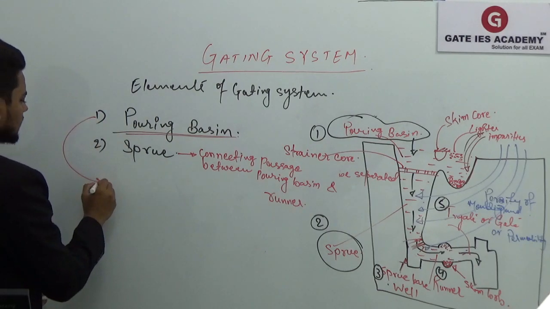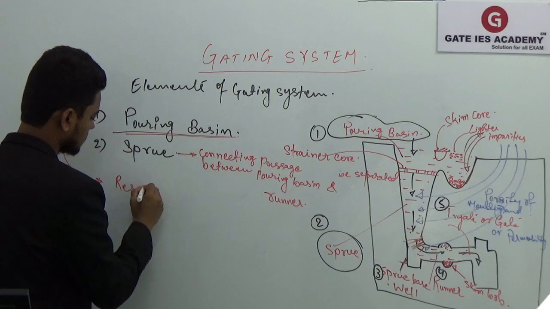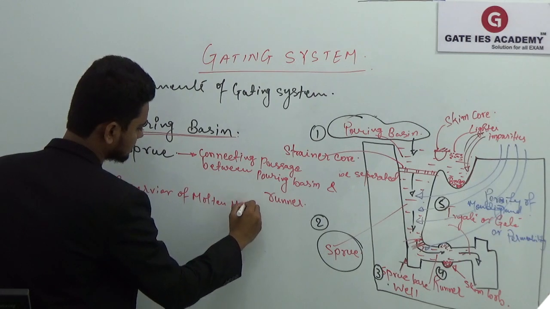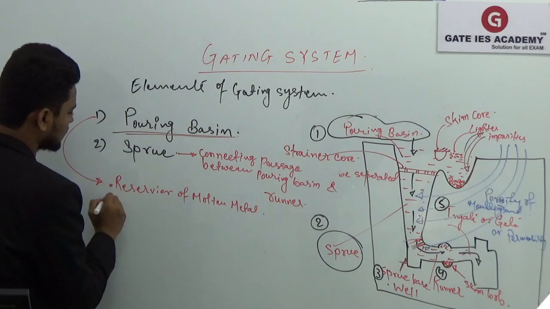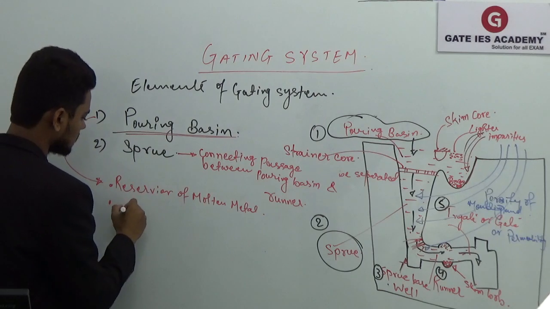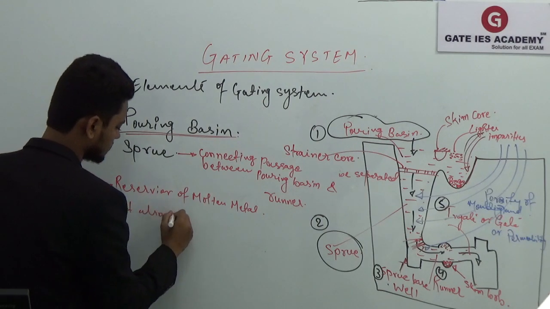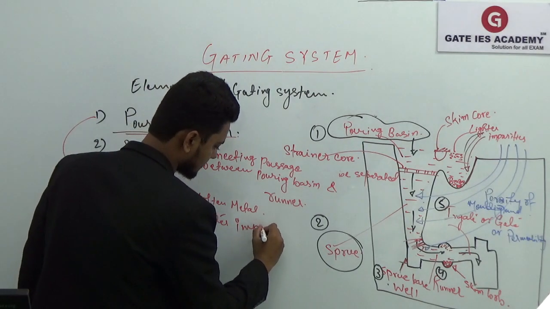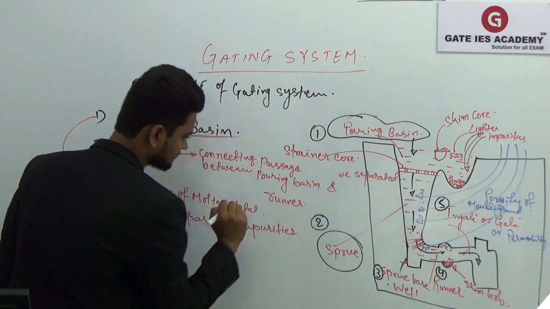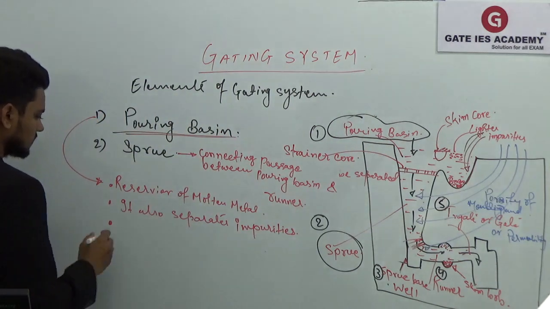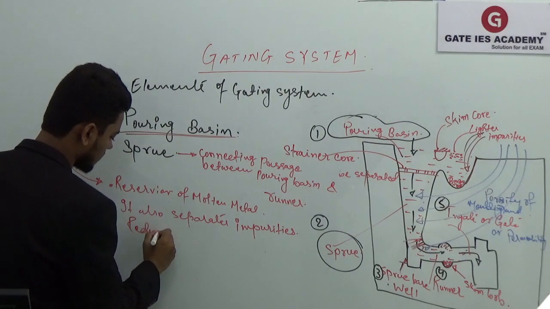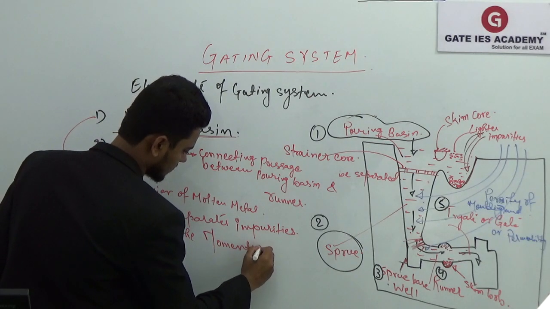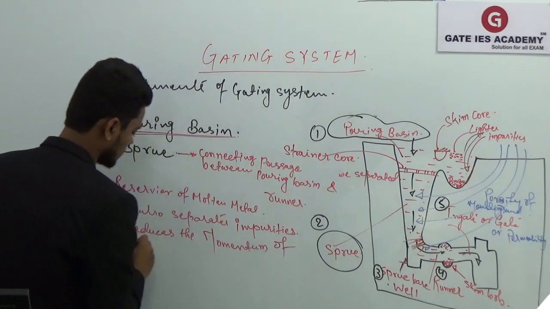Pouring basin, you can write down some points. It's a reservoir of molten metal. The first point. Second point, you can write down: it also separates impurities and reduces the momentum of molten metal.